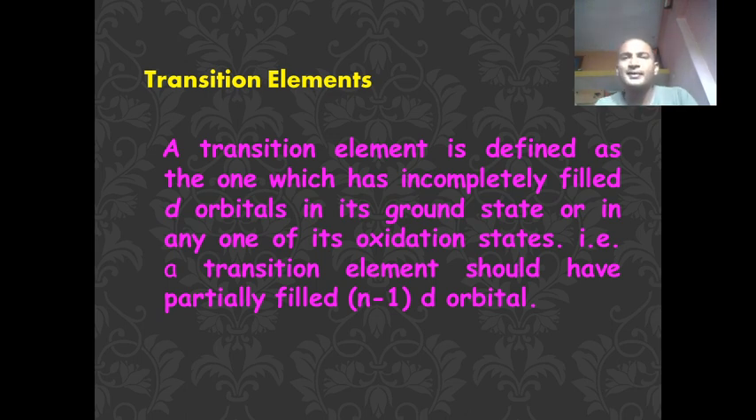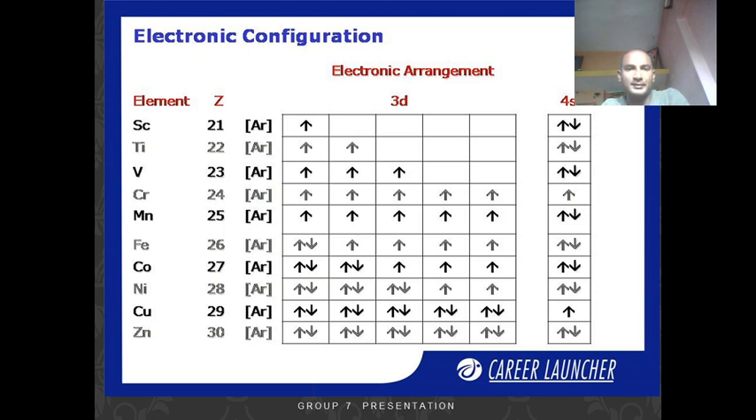They are also called transition series elements. A transition series element can be defined as an element which has an incompletely filled d atomic orbital in its ground state or in any of its oxidation states. That is, they have partially filled n-1 d atomic orbitals.